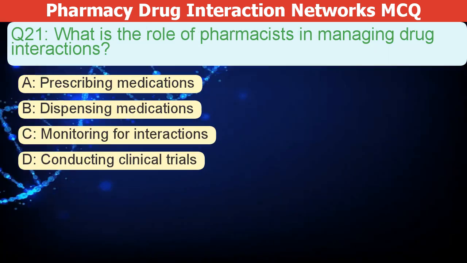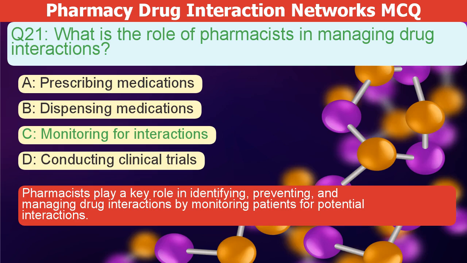What is the role of pharmacists in managing drug interactions? A. Prescribing medications. B. Dispensing medications. C. Monitoring for interactions. D. Conducting clinical trials. The correct answer is C. Pharmacists play a key role in identifying, preventing, and managing drug interactions by monitoring patients for potential interactions.